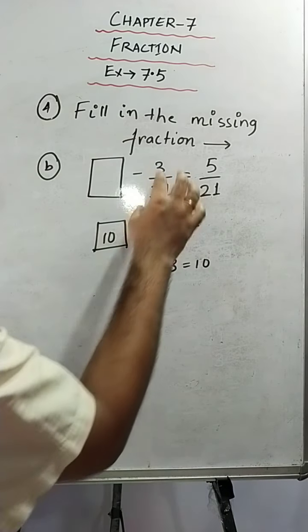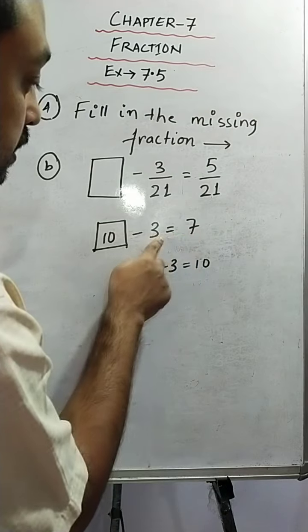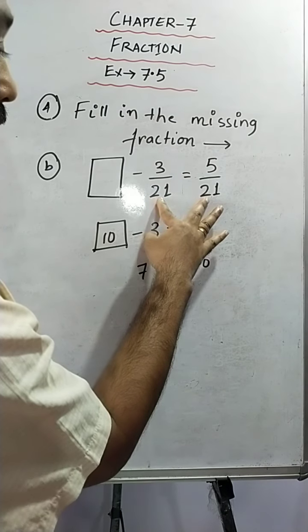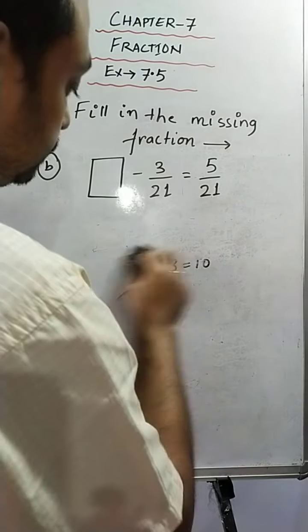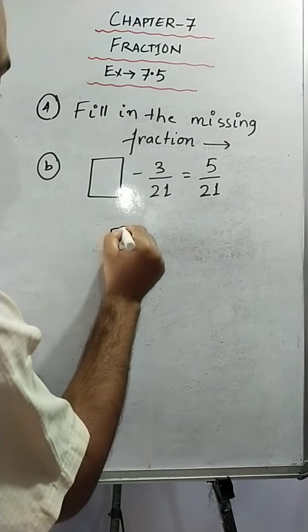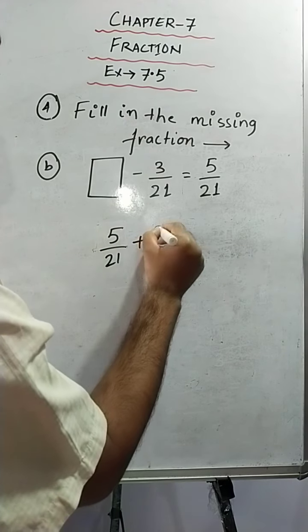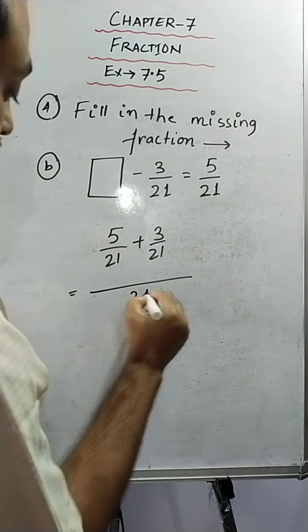Now you will do the same thing with these fractions also. So what have I done? 7 plus 3. We are adding these two. We have to add these two fractions to know this missing fraction. So let's do it. That is 5 by 21 plus 3 by 21. So now 21 will be the LCM.